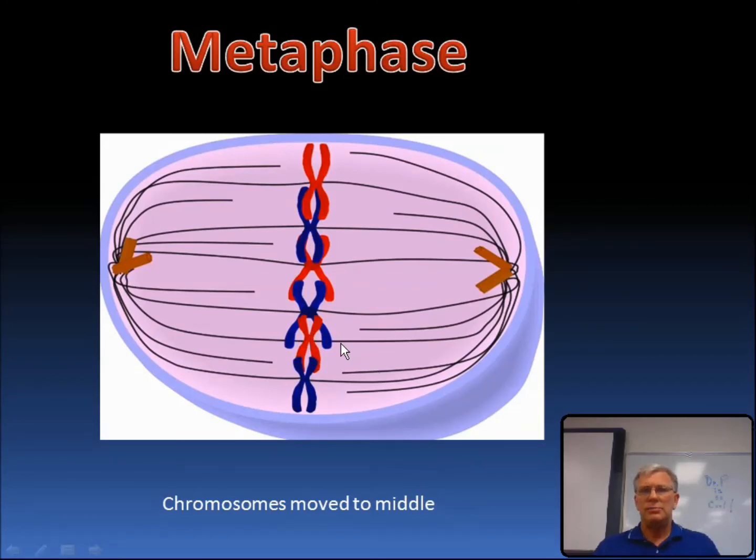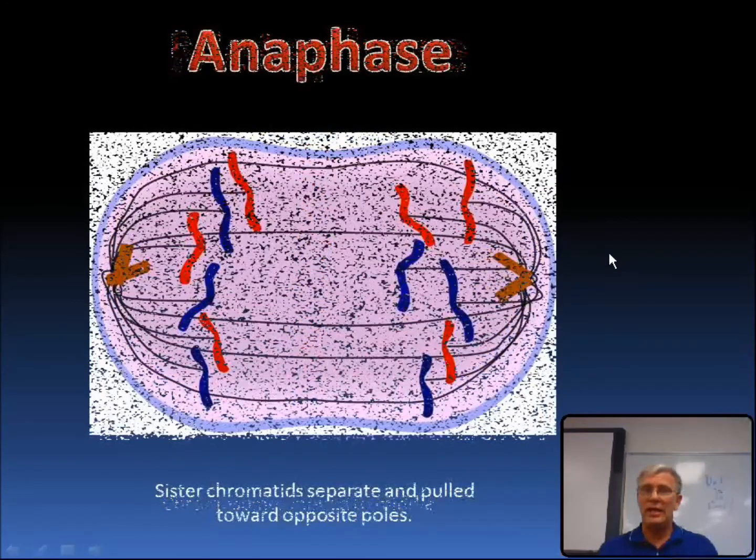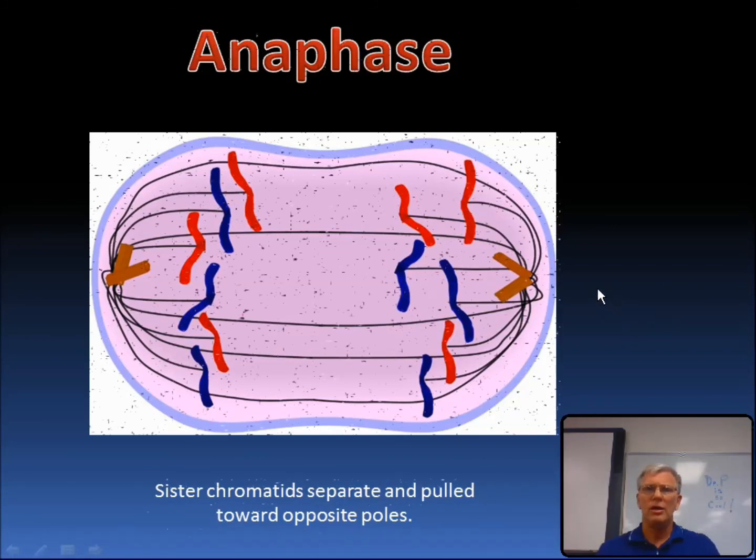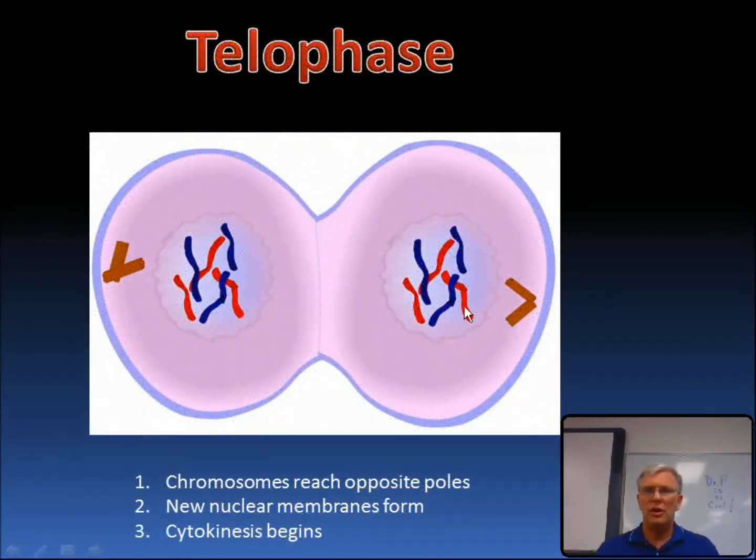And then these spindle fibers are going to begin to pull, and they're going to separate these sister chromatids apart. And as soon as the sister chromatids separate, we then enter anaphase. Anaphase begins as soon as the sister chromatids separate, and then it continues as they are pulled apart toward the opposite poles. Once the daughter chromosomes, as they're called now, reach the opposite poles, we're now into telophase.